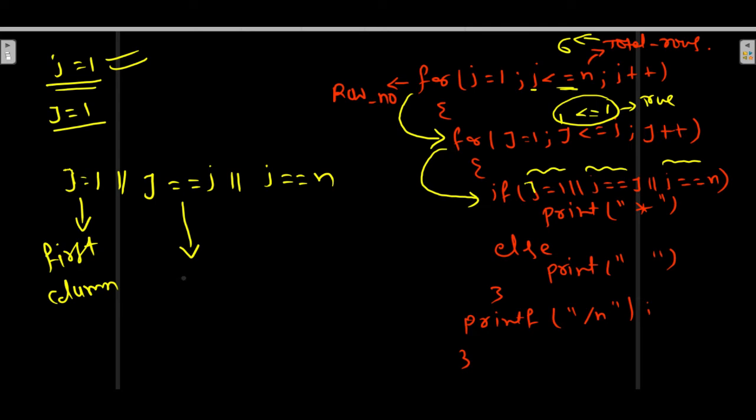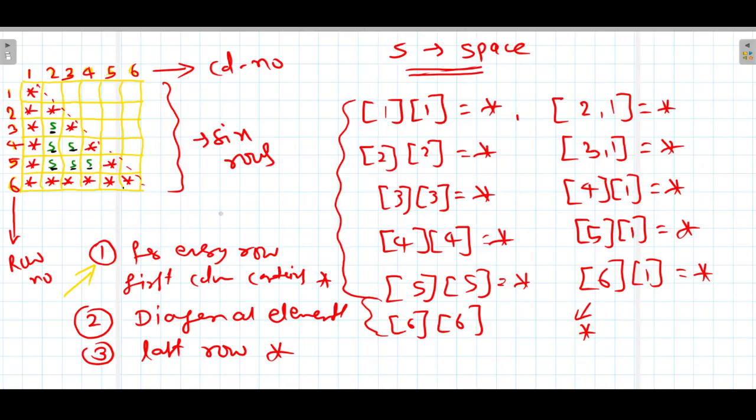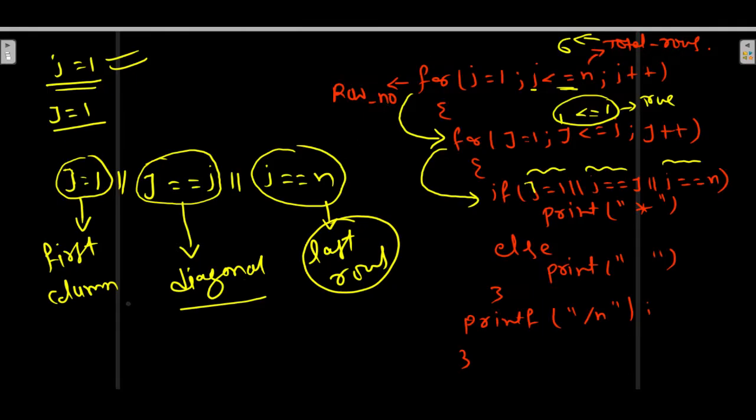This j equal to i will check whether we are at a diagonal position or not. This j equal to 1 will check if we are in the first column or not. And this i equal to n will check whether we are in the last row or not. In those conditions only we need to print a star. We saw in the last page that for the first column we print a star, for the diagonal position we print a star, and for the last row we print all the stars. So in these three cases we have to print a star.